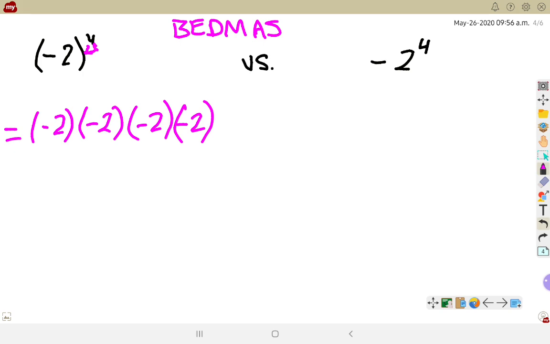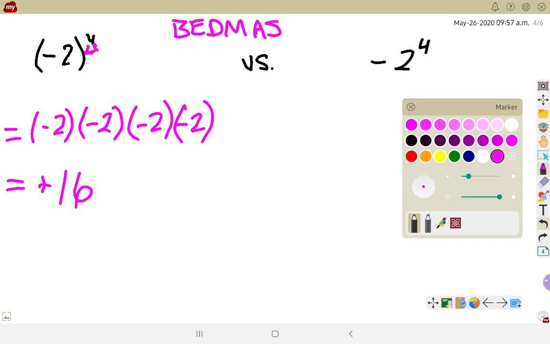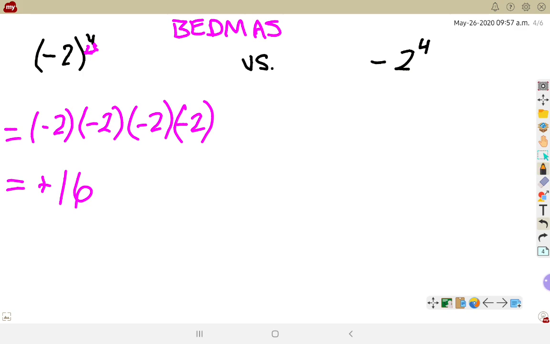So this then is 4 negatives, which we know will be a positive. And then 2 times 2 times 2 times 2 is 16. So we get positive 16. Over on the right-hand side, this exponent of 4 is touching the 2. And so the 2 is repeated 4 times because the exponent is directly touching that 2, but the negative is not included in the repeated multiplication because the 4 doesn't act on the negative. It's just acting on the 2. So this one will become negative 16.